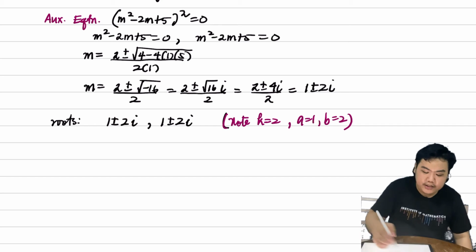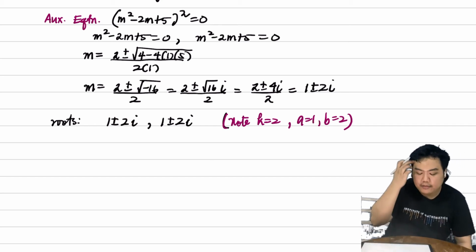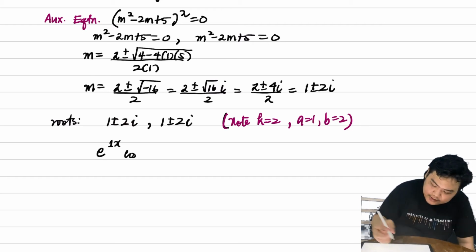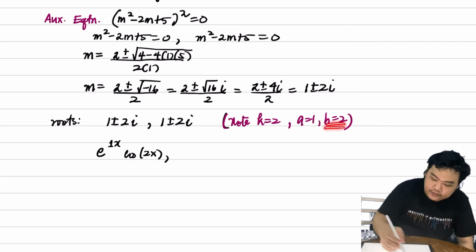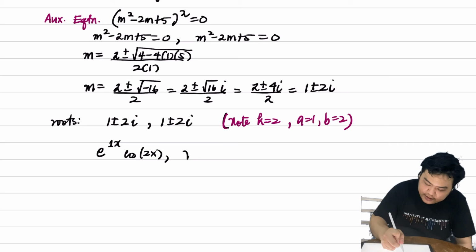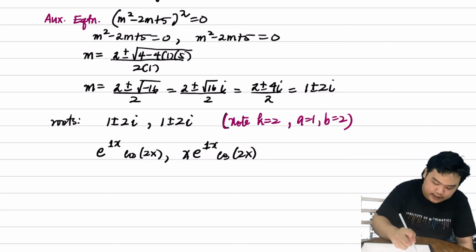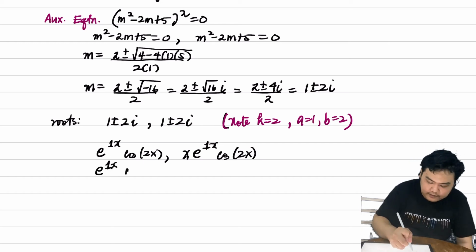Okay? So, yung linearly independent solutions na mapoproduce nito ay e raised to ax cosine bx. Tapos multiplicity 2, no? So, x e raised to ax cosine 2x. So, dalawa for cosine, tapos dalawa rin for sine. Oops, sine na siya.